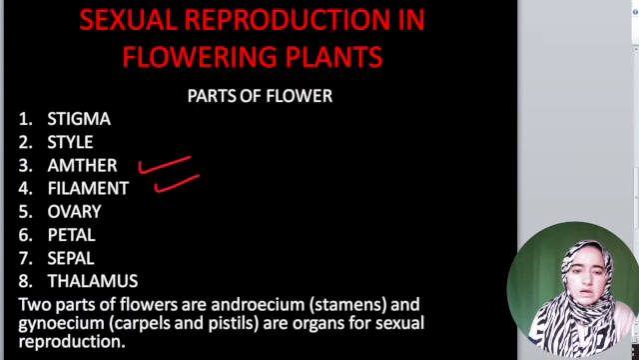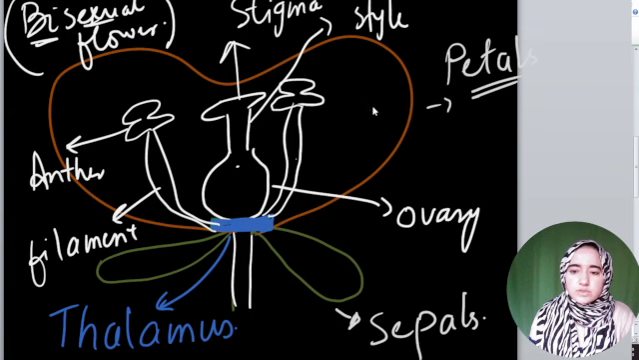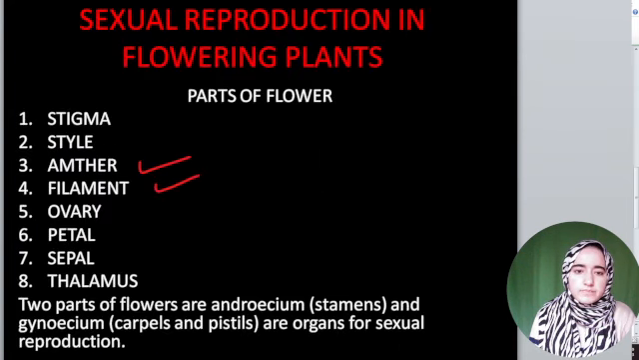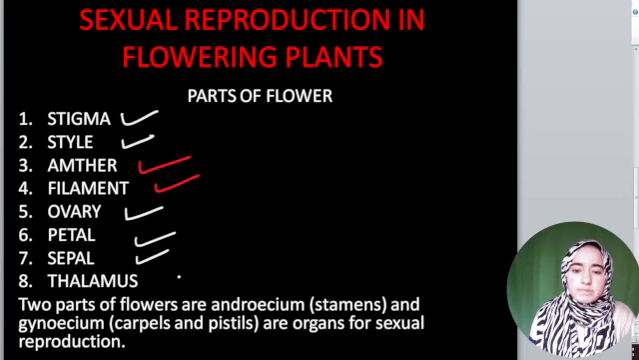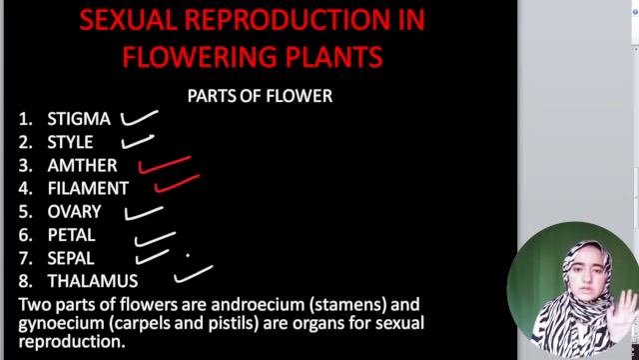Okay, I told you this is known as petals, sepals. Okay, we are done with parts of flowers. Stigma clear, style clear, anther clear, filament clear, ovary clear, petal clear, sepal clear, thalamus clear. Okay, we are done with all this.